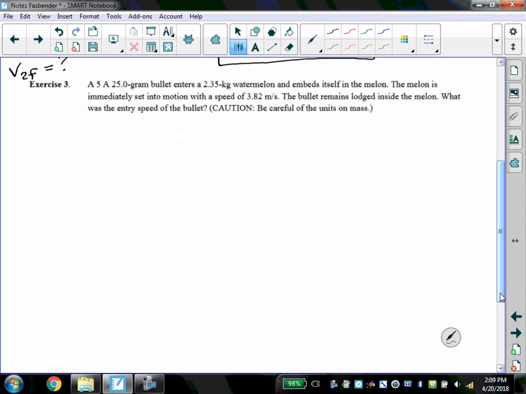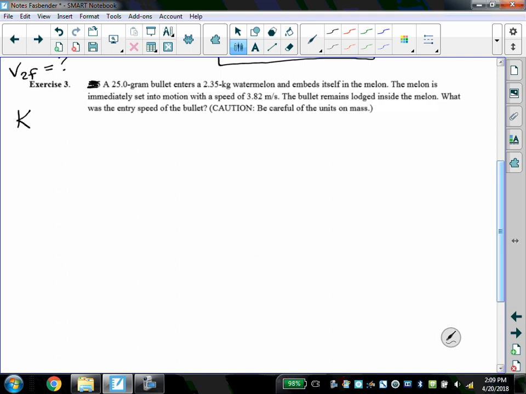Let's do another one. Ooh, that was a typo. A 25-gram bullet enters a 2.35-kilogram watermelon and embeds itself in the melon. The melon is immediately set into motion with a speed of 3.82 meters per second. The bullet remains lodged inside the melon. What was the entry speed of the bullet? This is a classic physics problem, and it is how they figure out the muzzle speed of guns. So it's got a little bit of practical application as well.